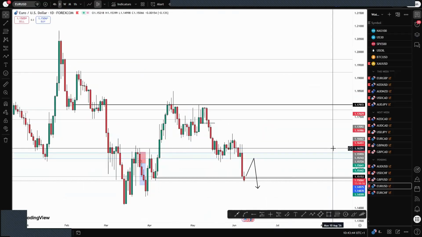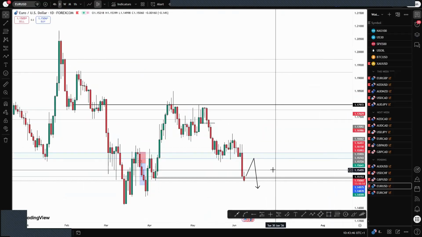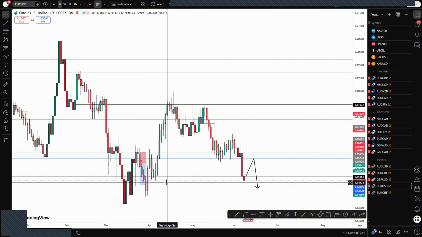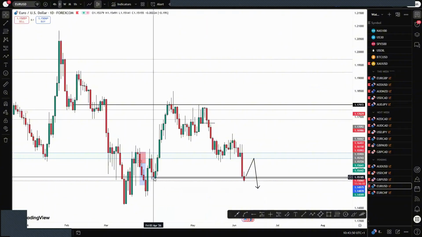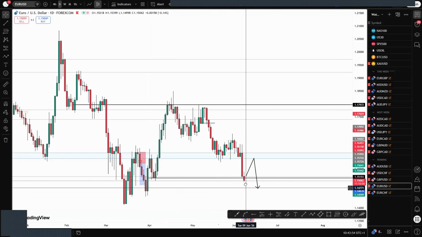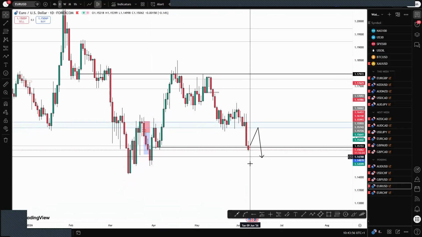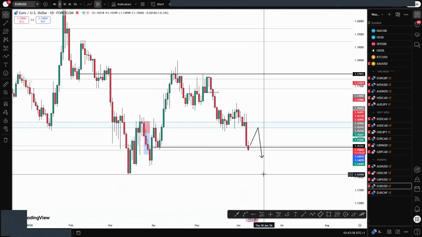Then we have EUR USD. I want to sell, but first I have to get this shift. And I think today might be the day we get it. And we can now start looking at the sells.